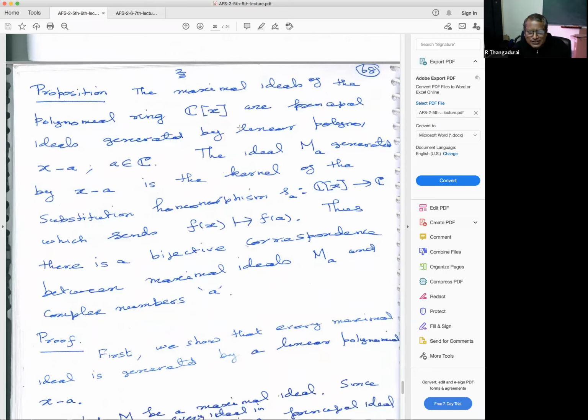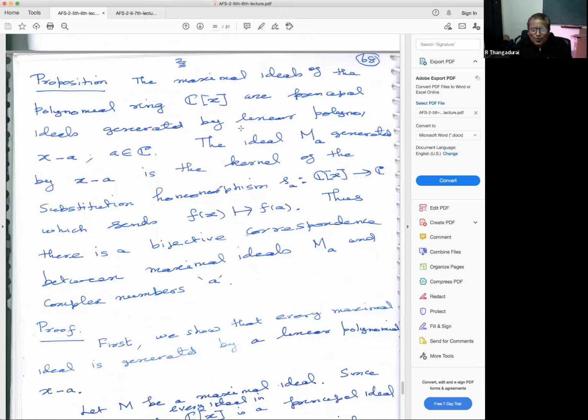Now the question to you is, what should be the generalization for two variables? The same theorem, but what should be the generalization for C of X, Y? I want to study all the maximal ideals in C of X, Y, the polynomial ring in two variables with complex coefficients. How will the maximal ideals in the two variable polynomial ring over the complex numbers look? Any wild guess?